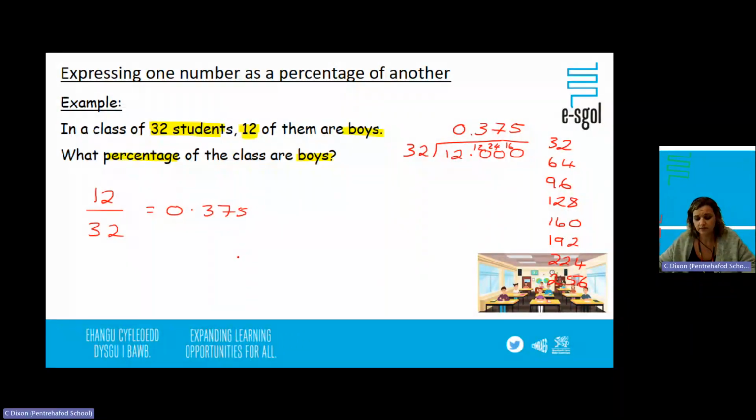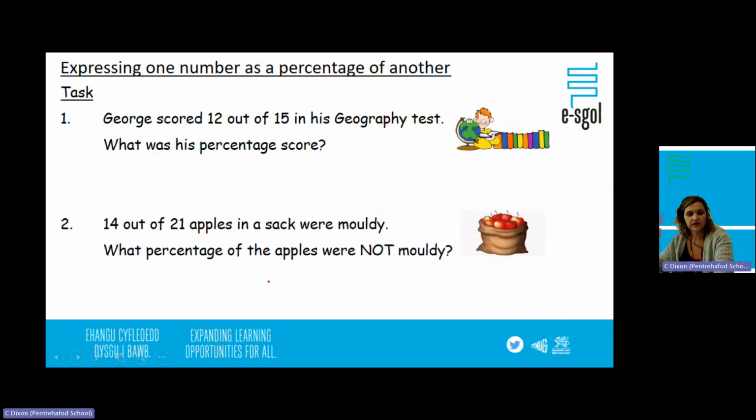0.375. Now multiplying that by 100, because that was part of the success criteria, will turn that into a percentage. So that means our percentage is 37.5%. Okay, so there's 2 questions for you to try. Pause the video and have a go at those, please.